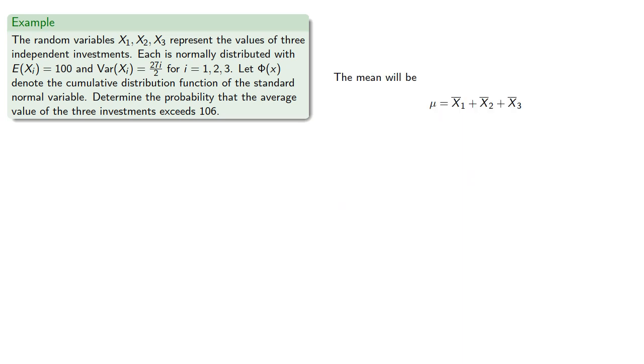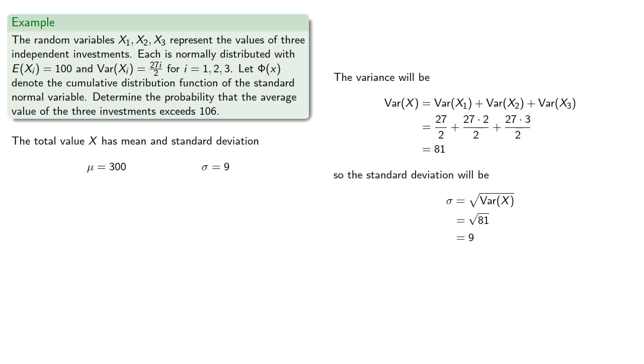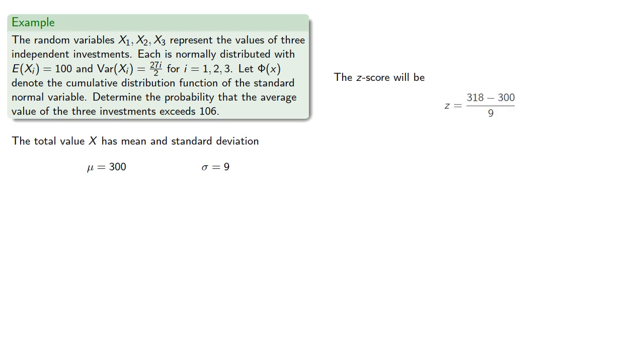So the mean will be the sum of the means. The variance will be the sum of the variances. And our standard deviation will be... our z-score will be... and that's the same z-score as before, and so nothing else changes.